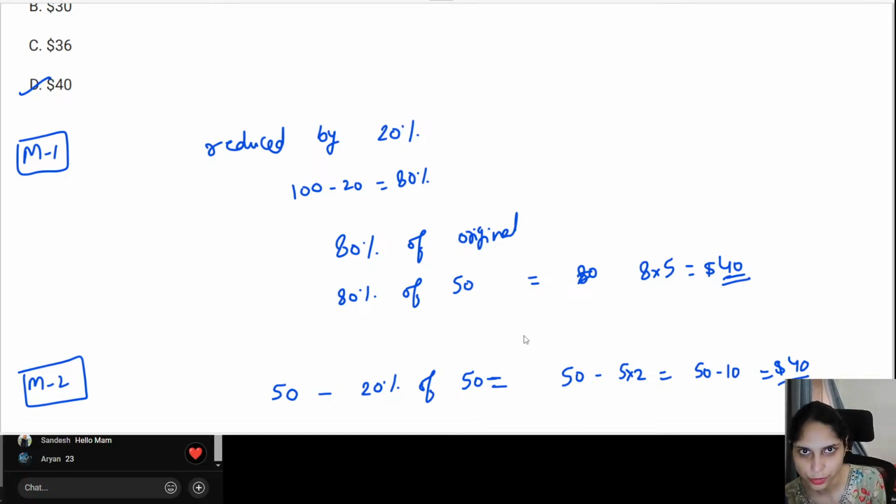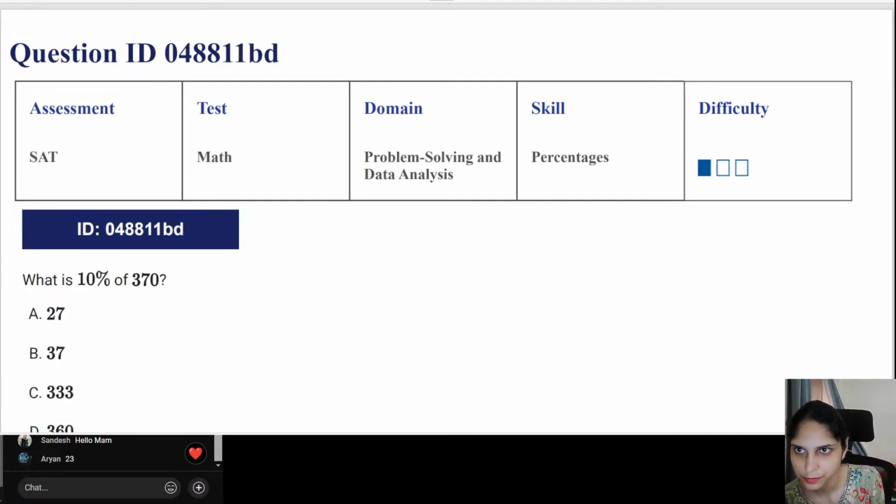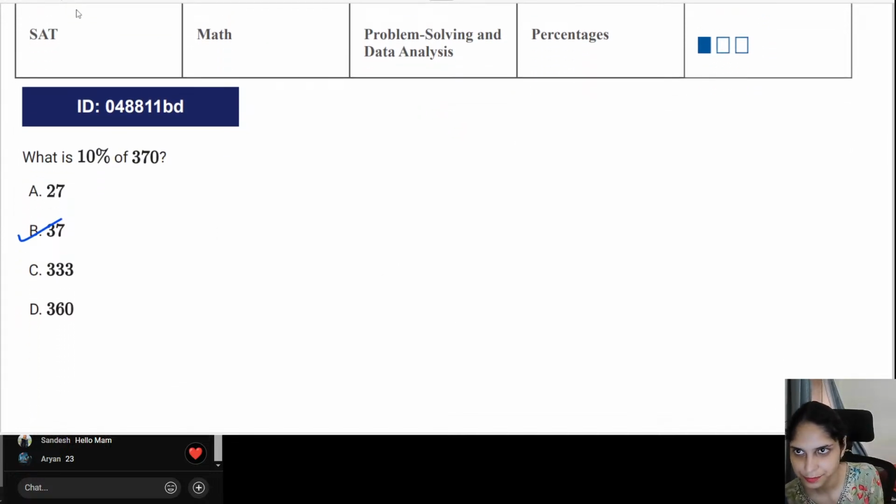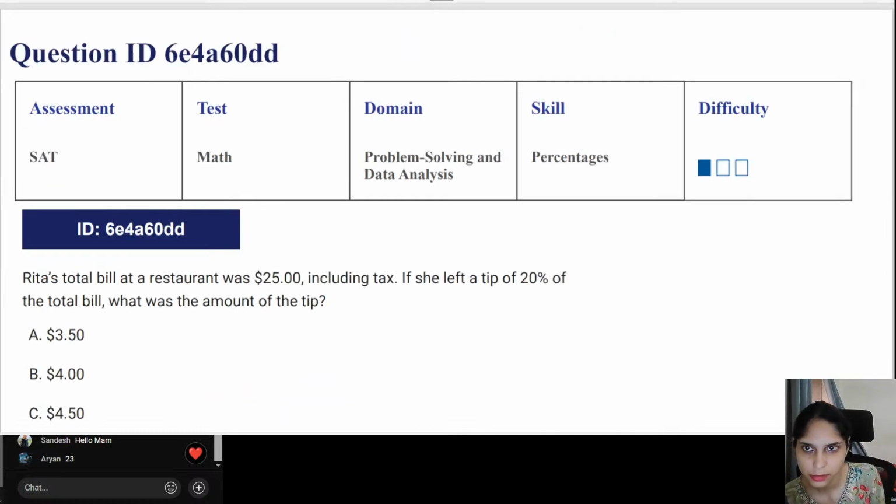Next is question number 44. What is 10% of 370? 37, because you just have to remove the 0. Divide by 10, basically, that's what we are doing. The answer is $46. Next is the question number. That's an easy problem, and this is the third last problem. After that, we have just two more.